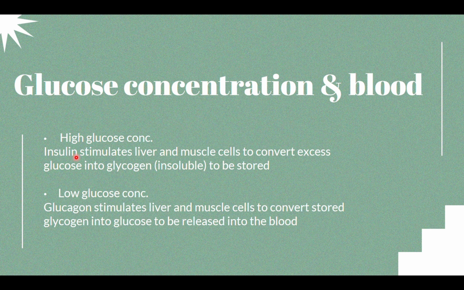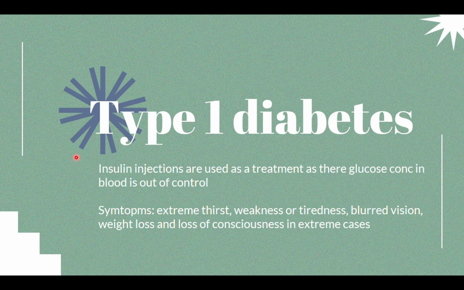Now let's go to when you have low glucose concentration. Let's say your body has low glucose, what will happen? Glucagon, which is the hormone, will stimulate the liver and the muscle cells to convert stored glycogen, which is insoluble, into a soluble state, which is glucose, to be released in your blood to get your glucose level back to normal.